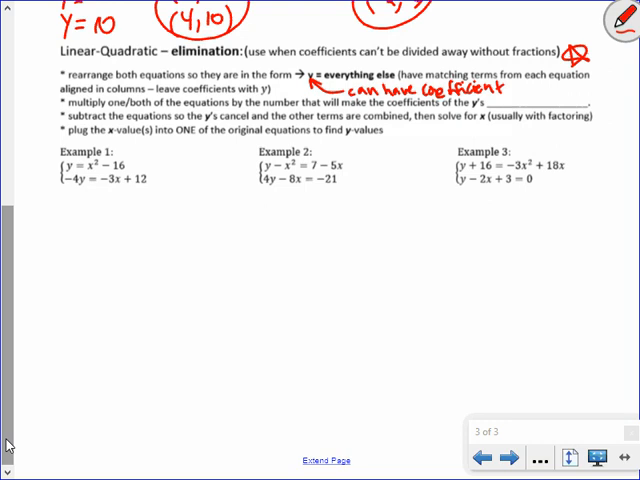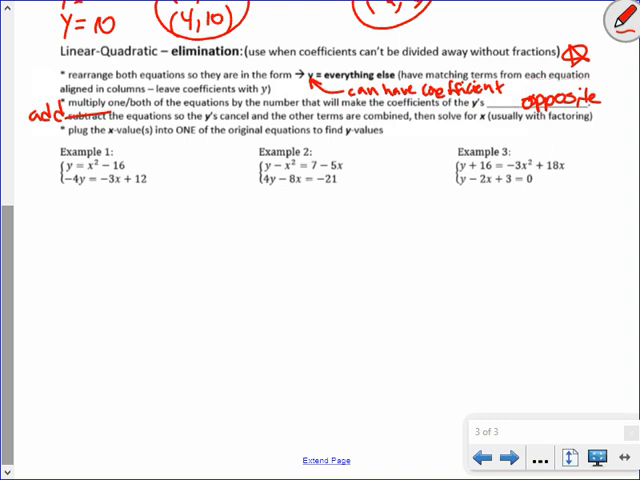Then you're going to multiply one or both of the equations so that the coefficients of y are opposites. You want them to be the same number but opposite signs. Oh, alright, this is wrong. Actually, I was trying to do this a different way last year and it didn't work very well. So sorry. Opposite. That's what goes in the line. So you're going to multiply one or both of the equations by the number that will make the coefficients of the y's opposite. You want the coefficients to be opposite.